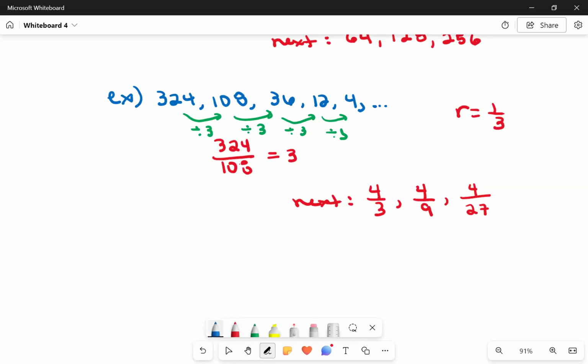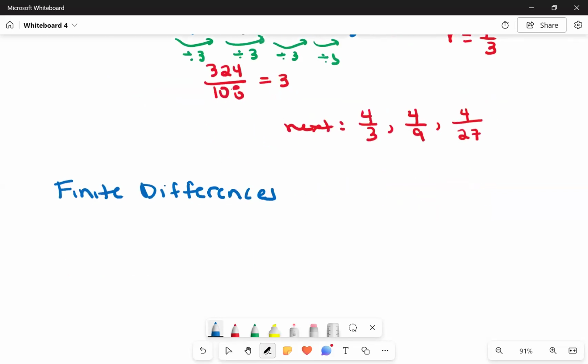All right, nifty. Now, sometimes there isn't a name for the sequence, but there might be a pattern that we could find and possibly produce. So it may not be arithmetic, it may not be geometric, but maybe we can find a pattern. One of those ways of finding patterns is something called finite differences. Finite differences is when we subtract repeatedly until a pattern emerges.